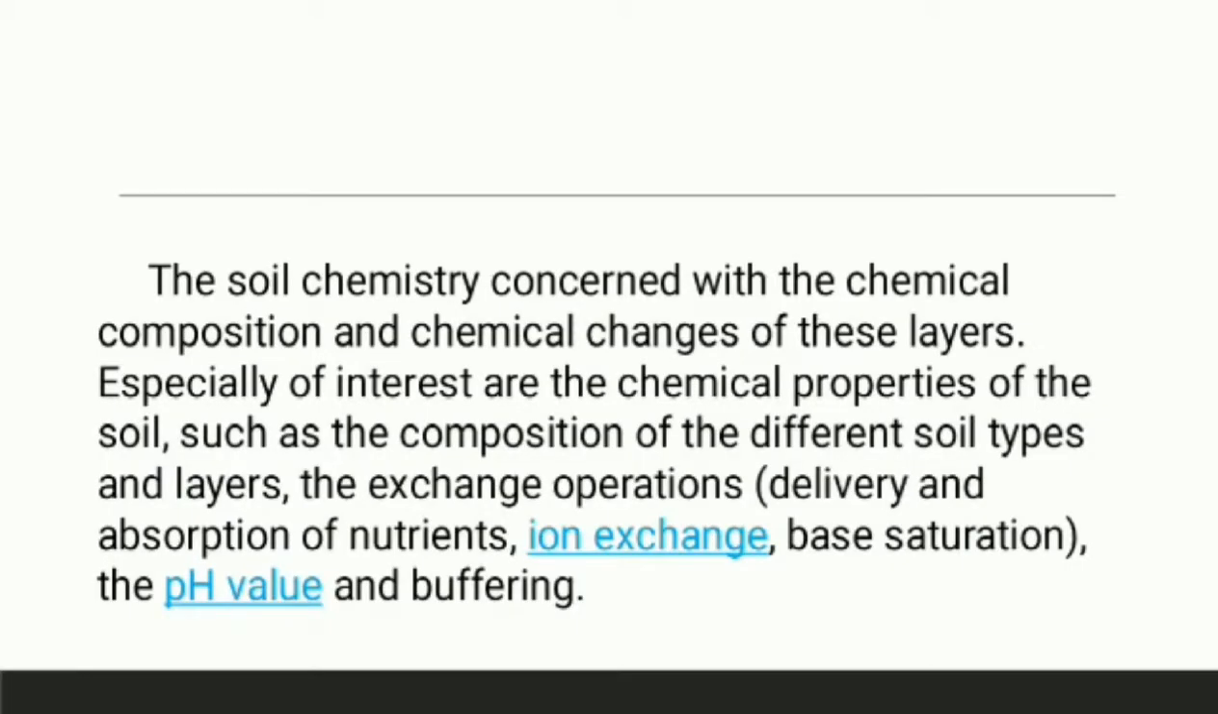The soil chemistry is concerned with the chemical composition and chemical changes of these layers. Especially of interest are the chemical properties of the soil, such as the composition of the different soil types and layers, the exchange operations, delivery and absorption of nutrients, ion exchange, base saturation, the pH value and buffering.